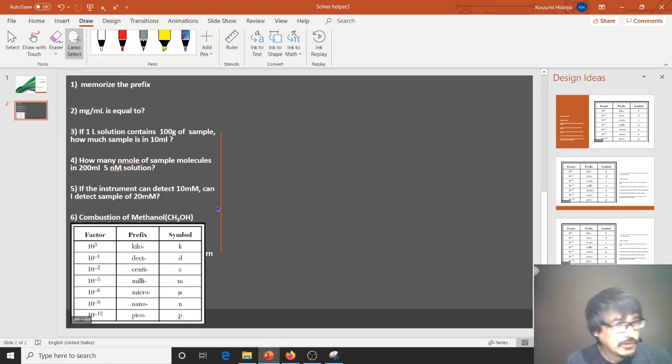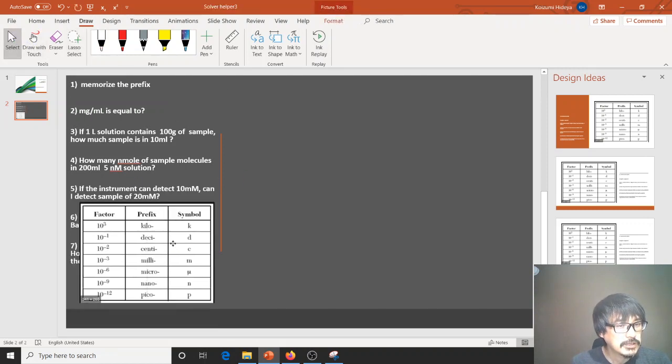But if your concentration is less than 10 millimolar, for example, like 5 millimolar or 1 millimolar or 1 micromolar or 1 nanomolar, all of those things are less than this detection limit. So you can't detect those. So for this particular case, you have 20 millimolar solutions, so you can actually detect the sample molecule. Alright, number 5 is done. So let's do number 6.